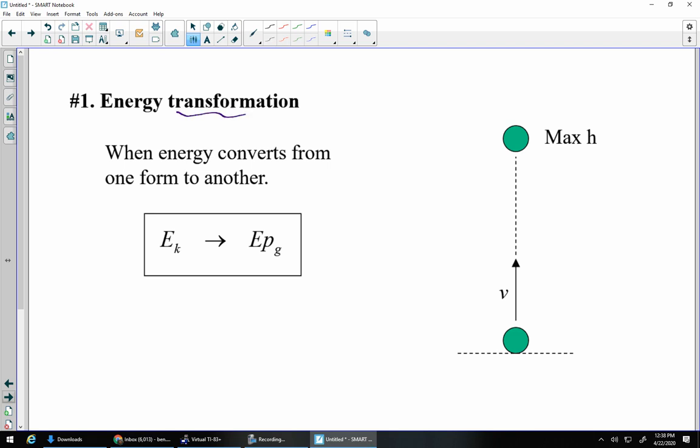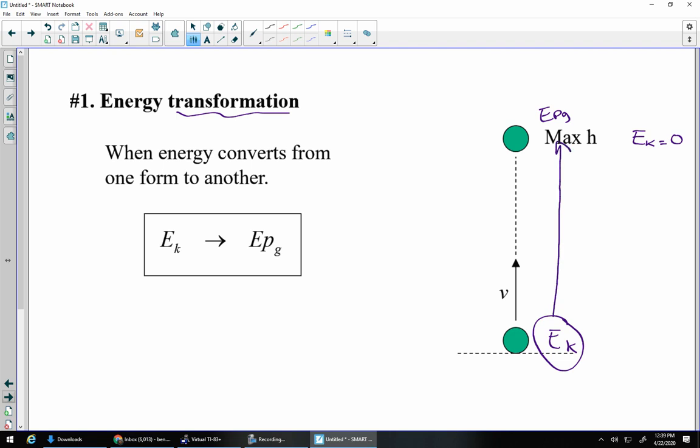That's an energy transformation. So for example, if a ball is thrown upwards after it leaves the hand, well, it's got lots of kinetic energy, and as it goes higher and higher in the air, it gets to its maximum height. At its maximum height, it actually has 0 kinetic energy, but it's got lots of gravitational potential energy, right? So going from kinetic to gravitational potential energy. That's a change in the type of energy.